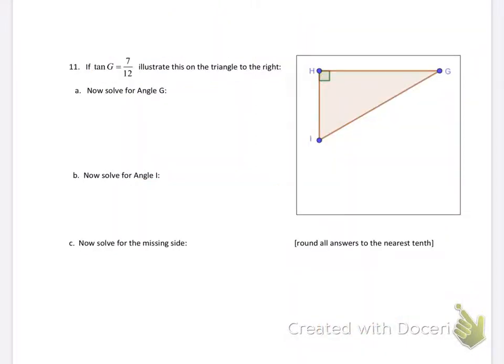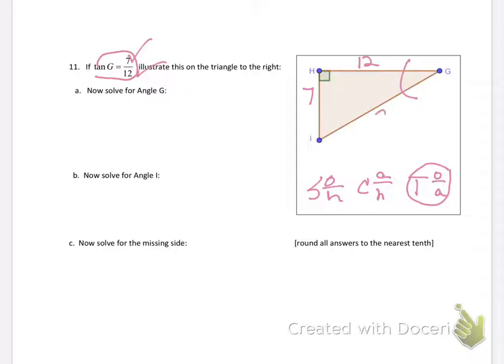So here is 11. So they give you this information. This is key. So down here I'm going to write SOH CAH TOA. And you should find that you are frequently writing this yourself so that you are keeping track of what you have to do. So if the tan of G, where's tan? Where's G? Right there. Tan is opposite over adjacent. So opposite is going to be 7. Opposite. Adjacent will be 12.